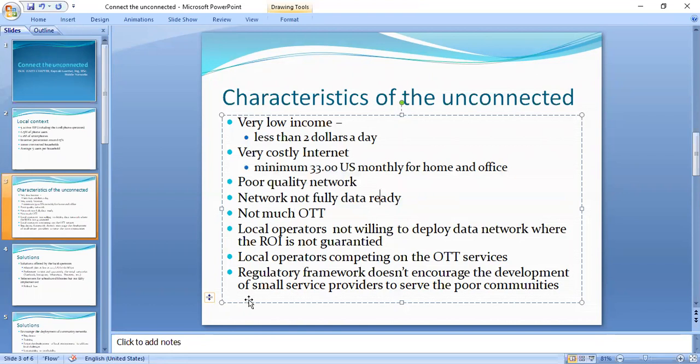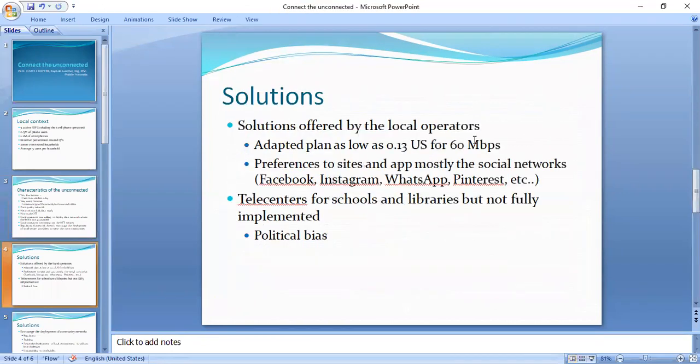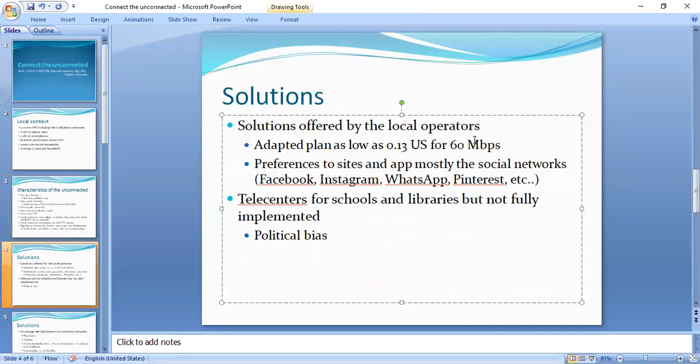And what is offered on the market? The solutions that are offered right now, because of the low income of the population, the big providers made special plans that cost as low as 13 cents a day for only 60 megabits, with a fair access policy that for those 13 cents, you only have 60 megs for the day.